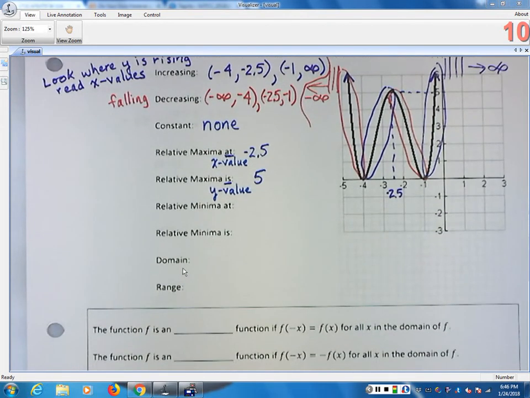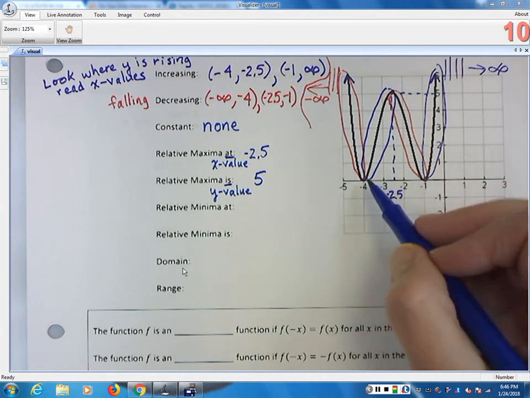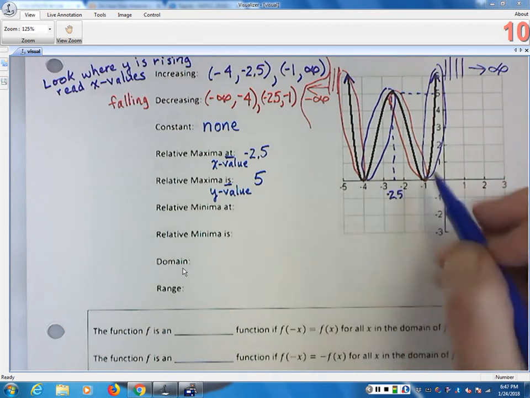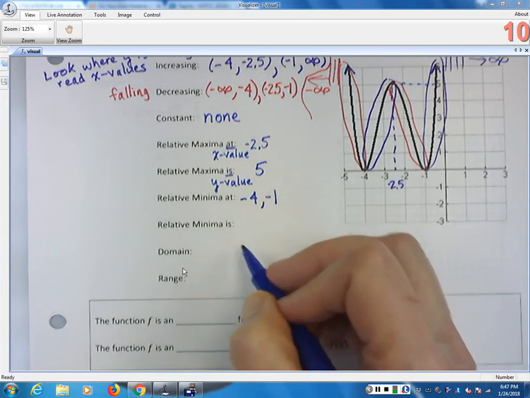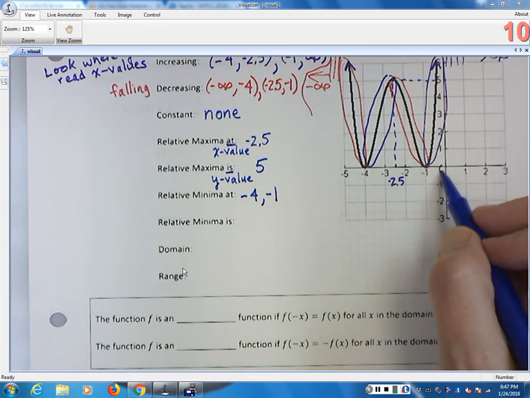Relative minima, so here's the two minimums. Those x values are -4 and -1. Is the y values, and they're the same. They're 0. You look back and they're at 0 here.